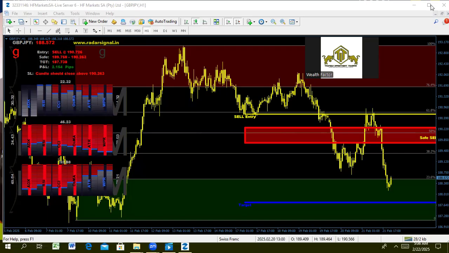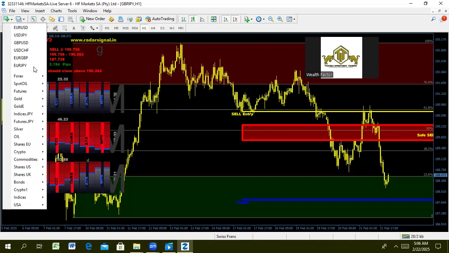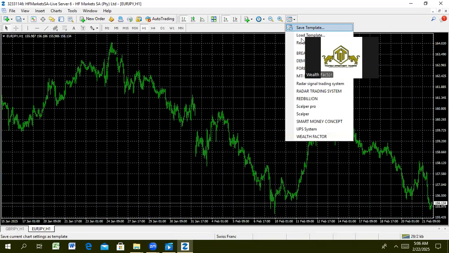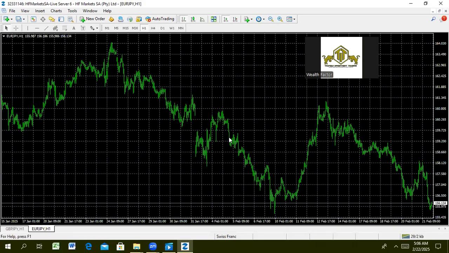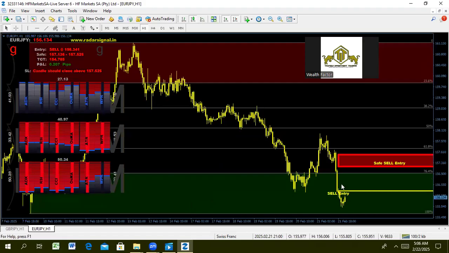Now, moving on, let's look at another example just to see the accuracy of the system signals, right? Now we are looking at Euro JPY. Euro JPY is also a currency pair that we trade. Okay, right now the market has moved. We have a sell entry right here. This is another good example, right?